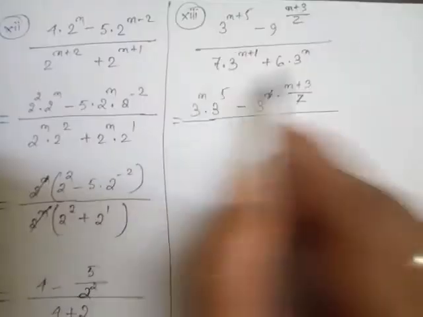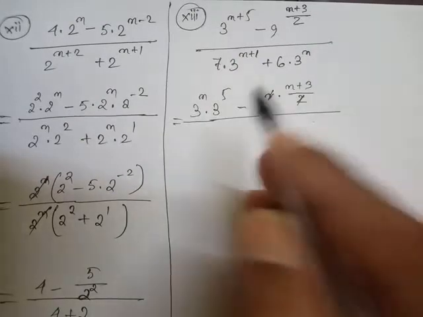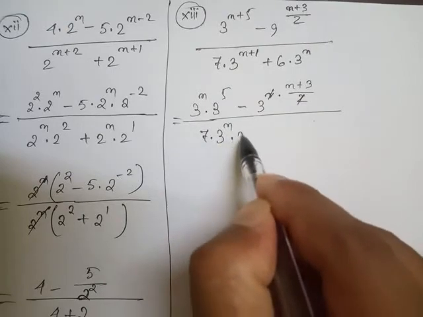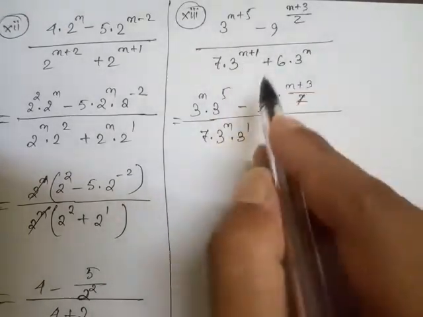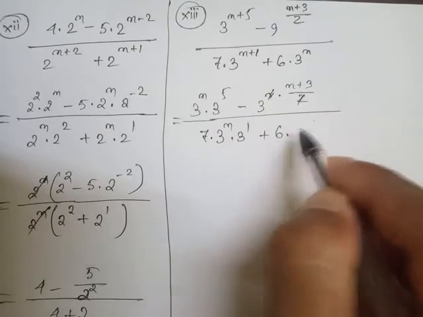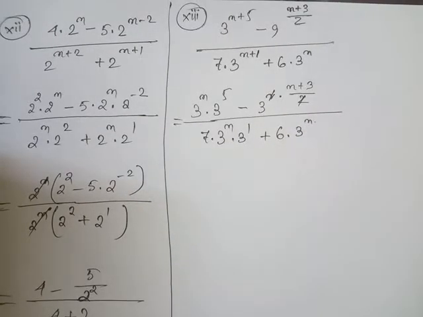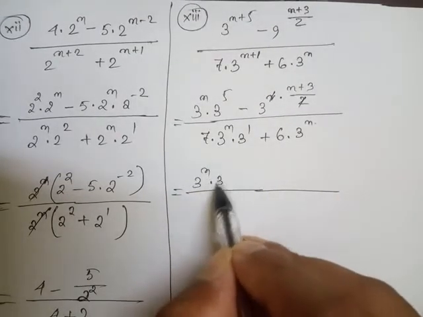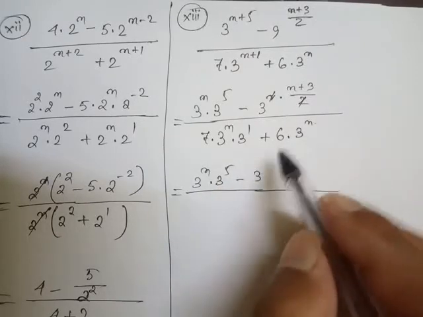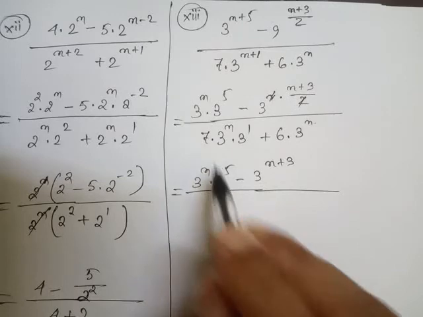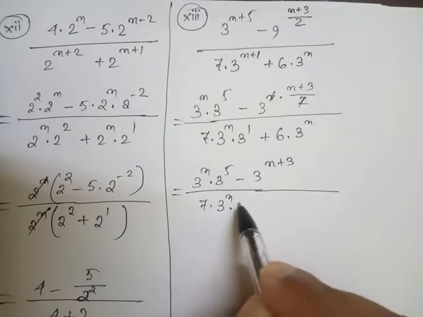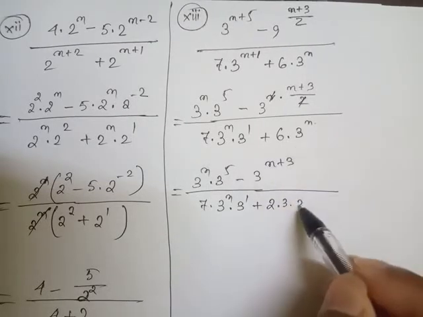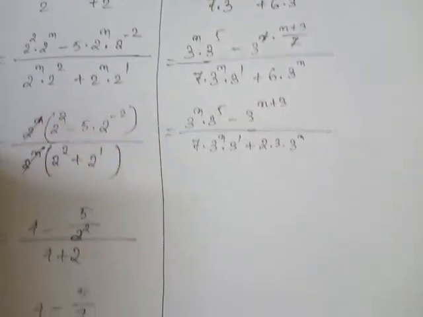Now come to the second line, which means in the denominator 7 into 3 to the power n plus 1 can be written as 3 to the power n into 3 to the power 1. Base same, powers should be added, so using that formula we can solve it. Now here 6 into 3 to the power n. In the next step, 3 to the power n into 3 to the power 5 minus 3 to the power n plus 3, and 7 into 3 to the power n into 3 to the power 1 plus 6 can be written as 2 into 3, and this value will be 3 to the power n.